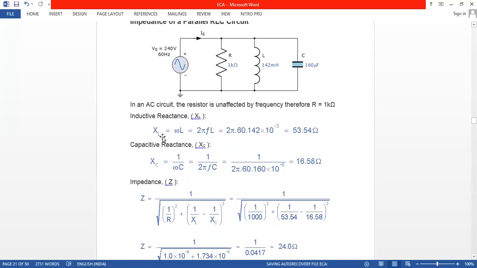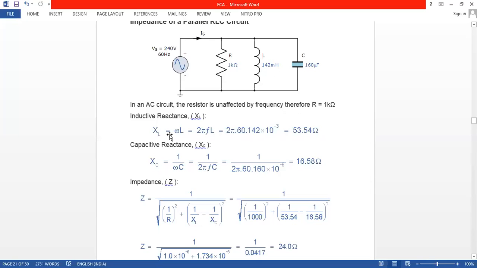If XL is greater than XC, this circuit is an inductive circuit. If XC is greater than XL, this circuit is a capacitive circuit. Now you tell me whether this circuit is inductive or capacitive? Inductive. XL value is 53 and XC value is 16.58. That means the inductor effect is more, more magnetic energy is created. So this circuit is an inductive circuit.